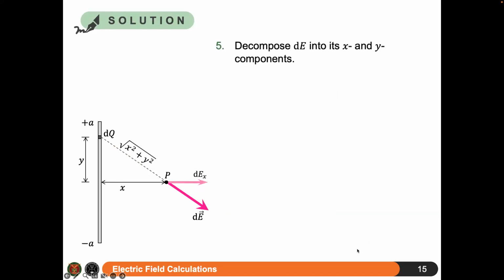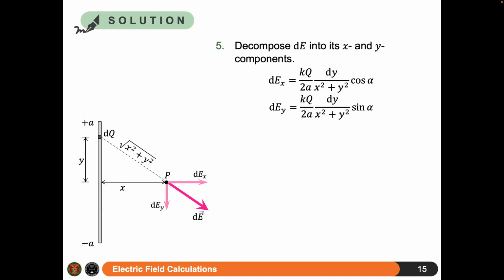Then we decompose into its x and y components. Okay, so dEx, the x component of this infinitesimal field, is this, yung magnitude times cosine alpha, where alpha is this angle. Okay. And then dEy is sine alpha naman. Okay. So vector decomposition. And then express each cosine alpha and sine alpha in terms of x and y.